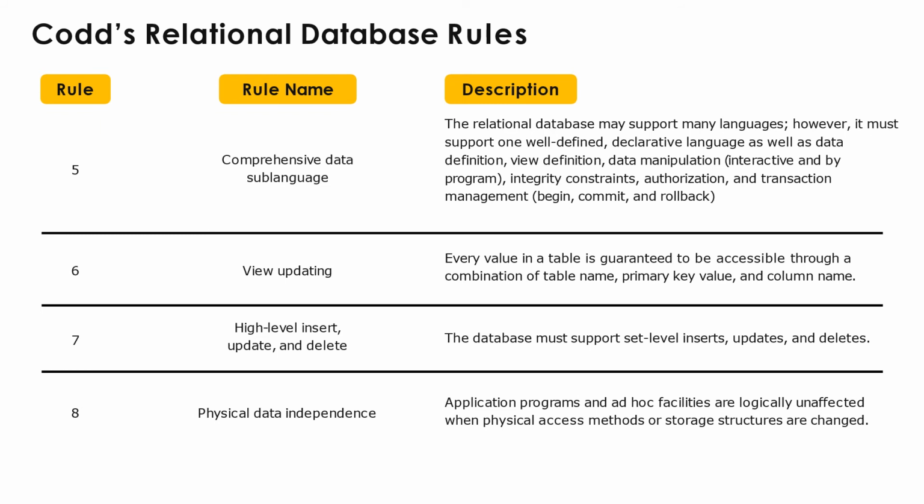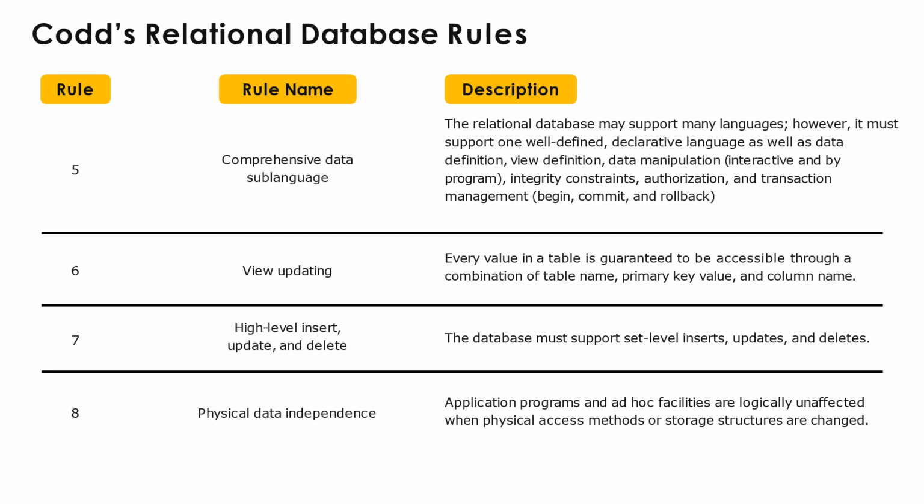Rule number 5, comprehensive data sublanguage. The relational database may support many languages. However, it must support one well-defined declarative language as well as data definition, view definition, data manipulation, interactive and by program, integrity constraints, authorization, and transaction management, including begin, commit, and rollback.